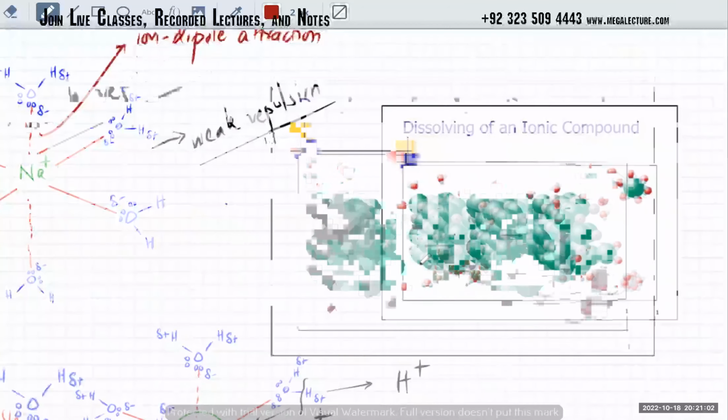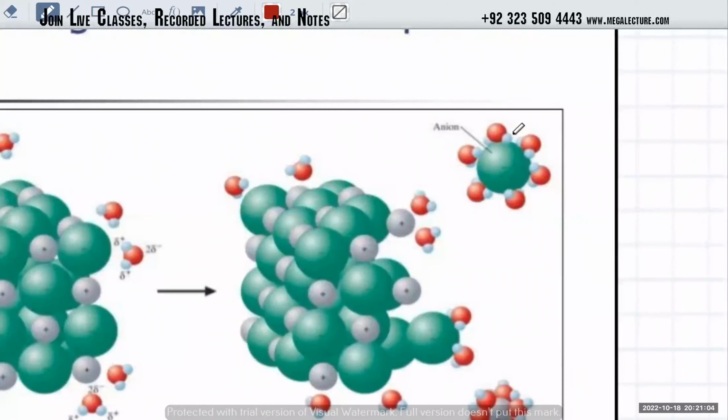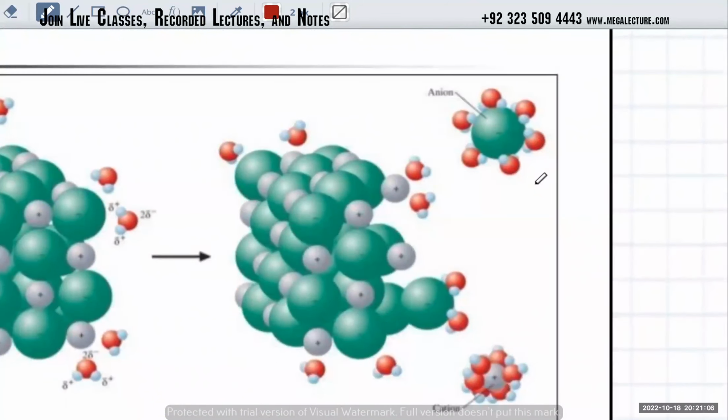Unless you get rid of all these water molecules that are sticking to the anions and cations, the ions will no longer be able to stick together and they wouldn't be able to form the crystal back again. Is that clear? Yes, sir. That process you call crystallization.